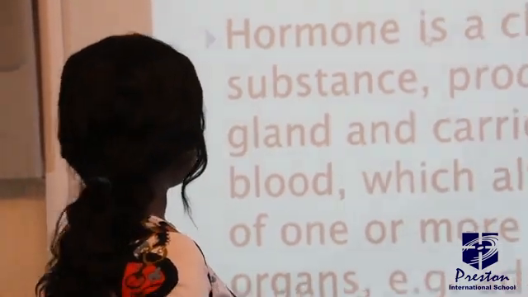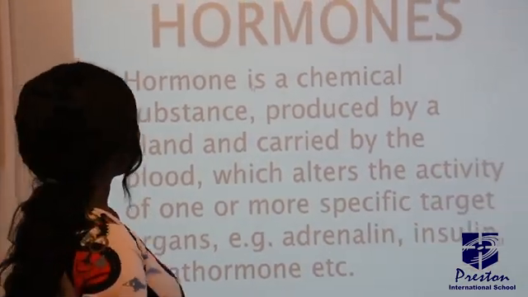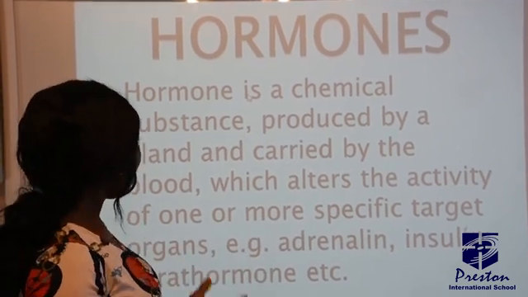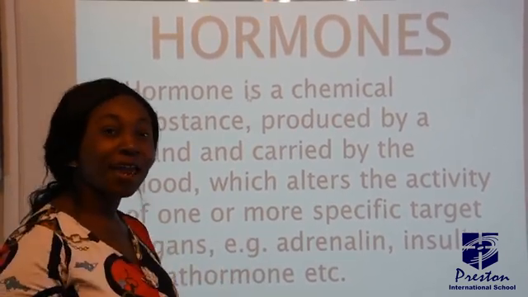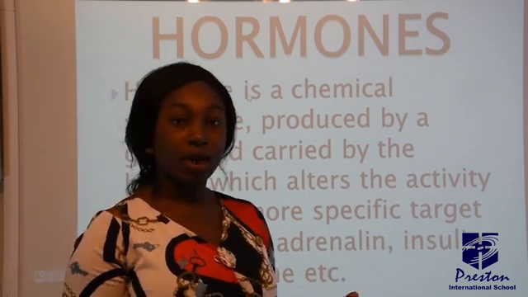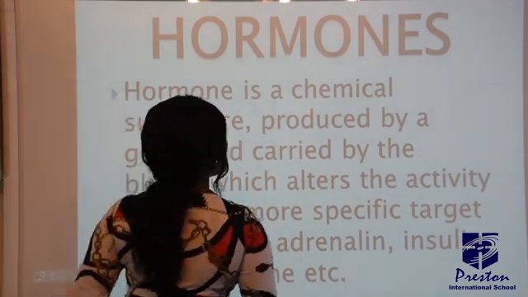Now, let's have a definition of hormones. A hormone is a chemical substance produced by a gland, carried by the blood, and affects the activities of the human body. You need to just mark these keywords. Let me help you with it.